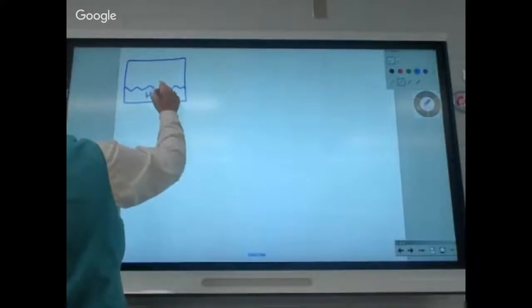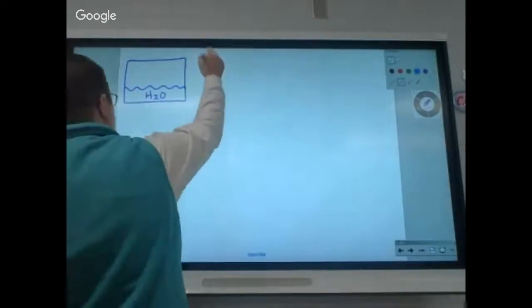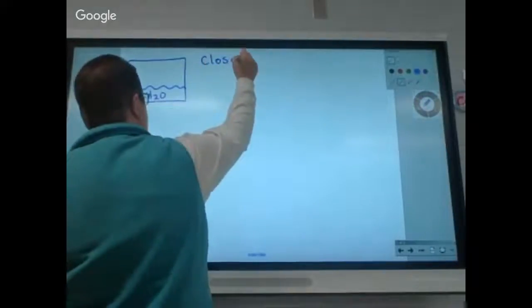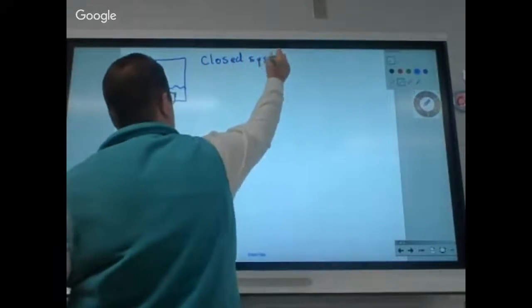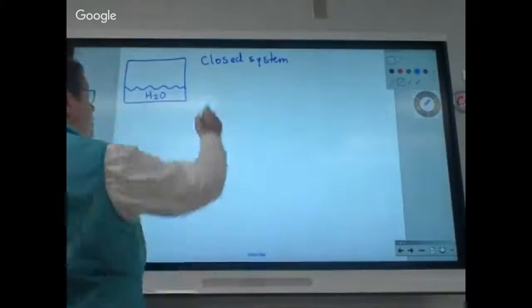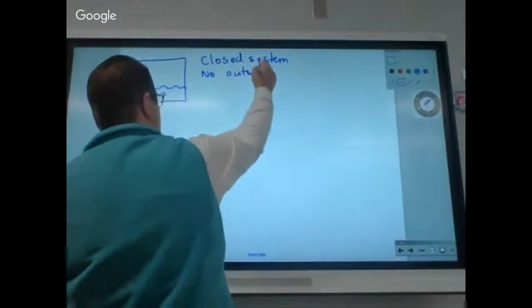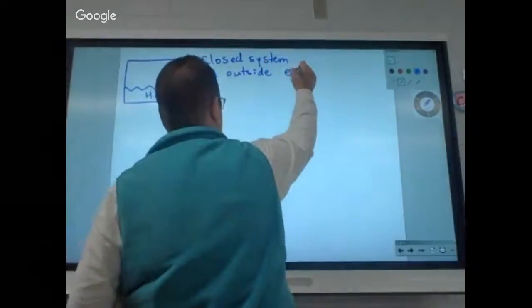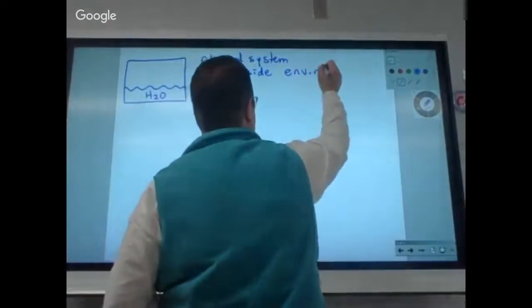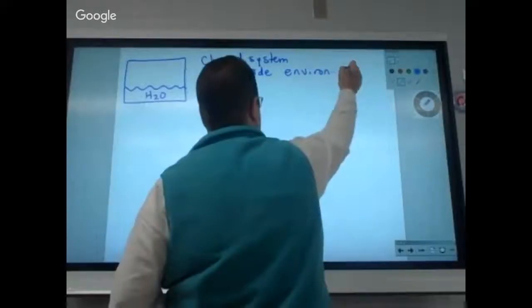All right, so we got some water in a container, and it's a closed system, meaning no outside environment affects it.